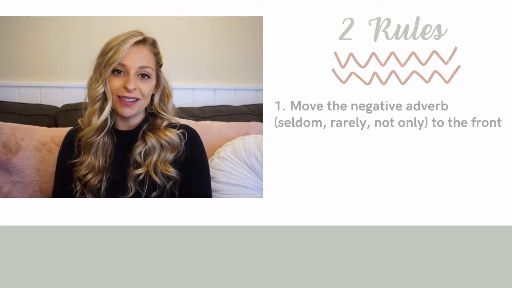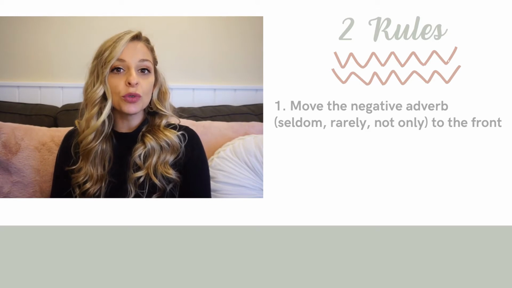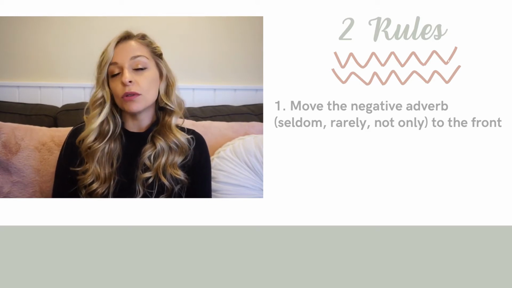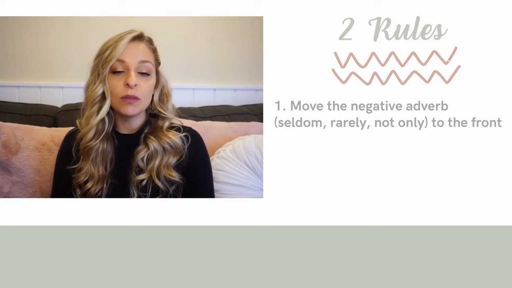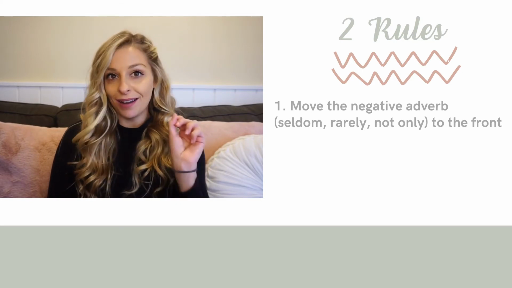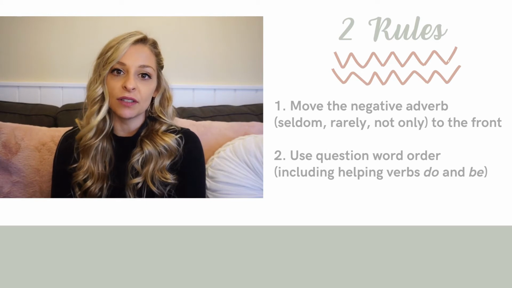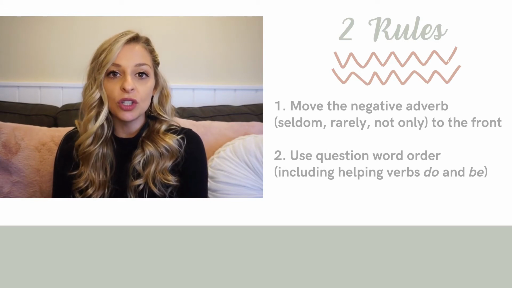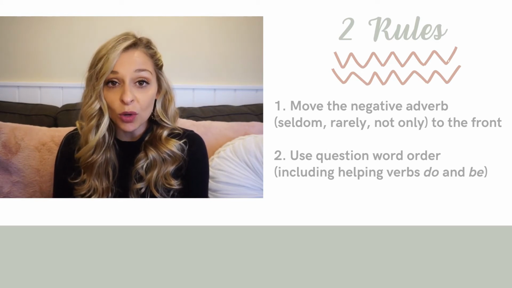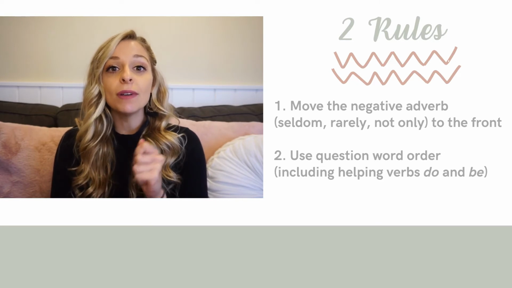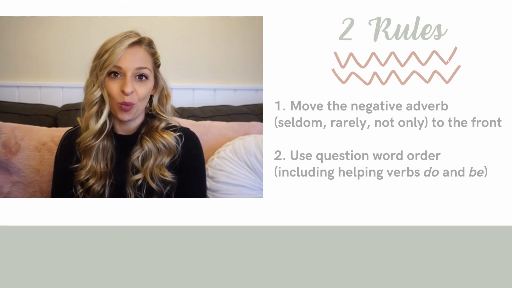So in order to create these sentences, there are two rules that you need to follow. The first rule is pretty easy. You just need to move the negative adverb to the beginning of the sentence. And second, this rule is a little bit more difficult. You actually need to use question word order. So verb, subject, object word order.